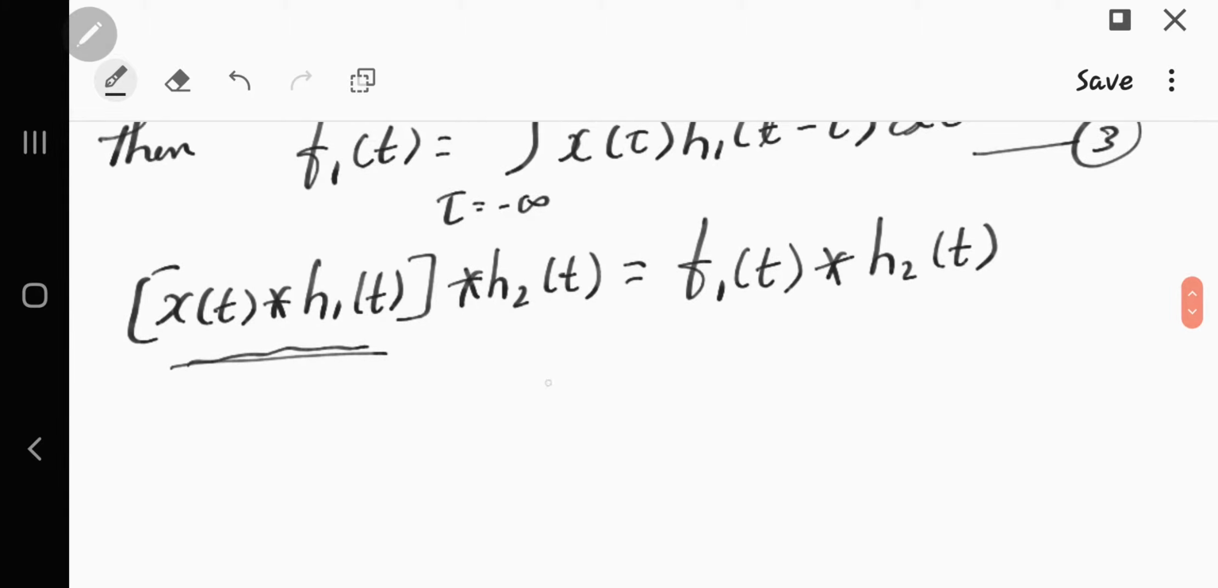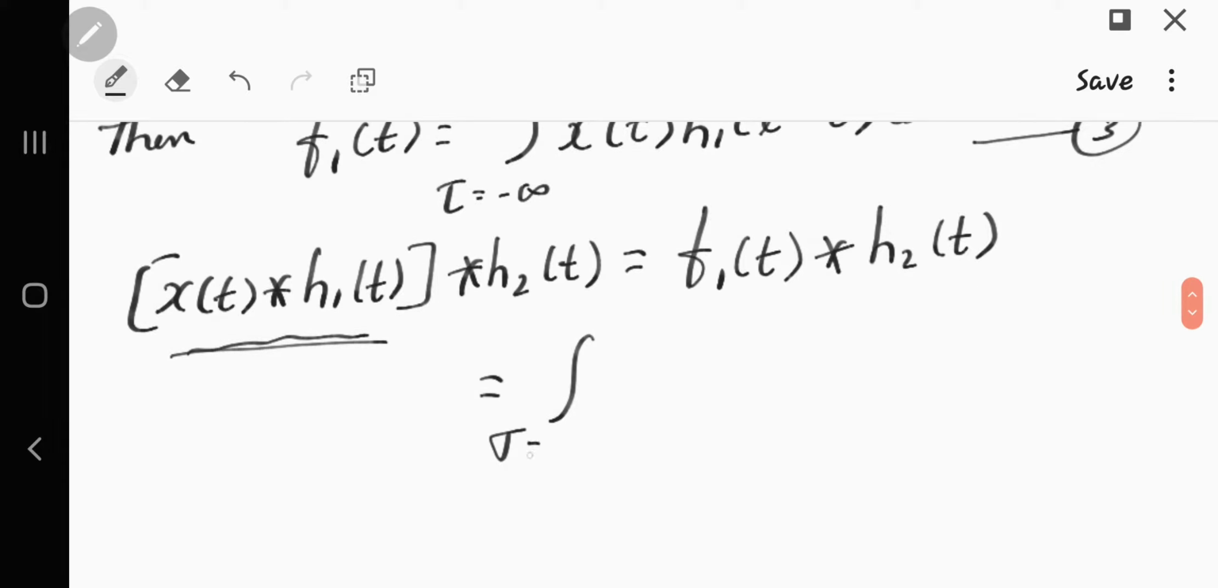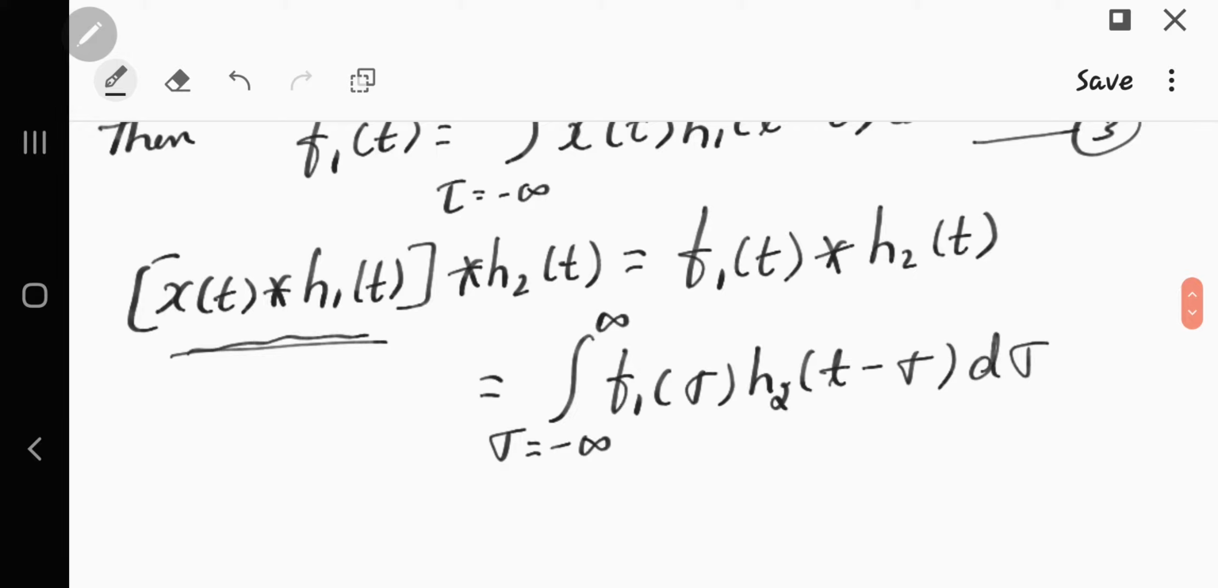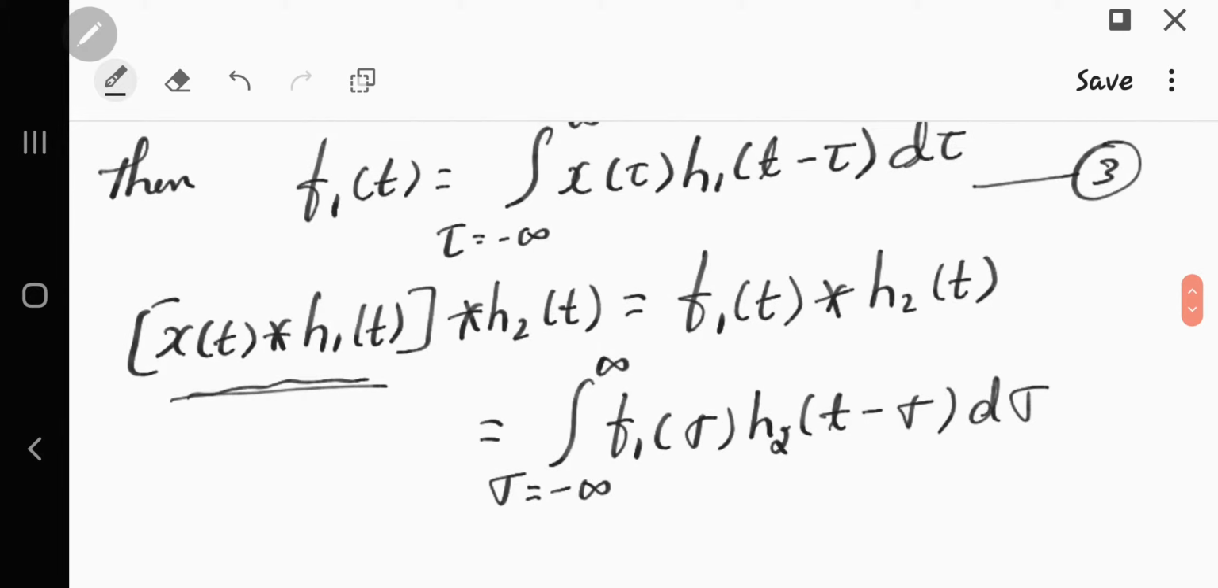Now let's define the right hand side of the expression. I will need some space here, so I'll start from here. Integral of, since I am using tau in equation 3, I will use some other variable called sigma, from minus infinity to plus infinity, f1 of sigma h2 of t minus sigma d sigma. Okay. Now we have f1 of t expressed here.